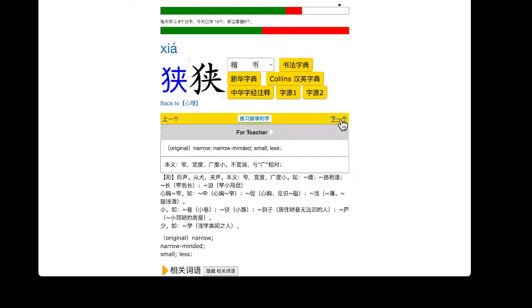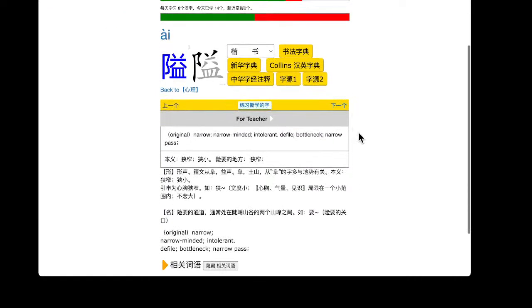All right, next one, 狭隘. Now 隘, this character again also means narrow, and metaphorically also means narrow-minded. But this one also has some different meanings. For example, it refers to intolerance, or to a narrow passage, a bottleneck in a geopolitical sense. For example, a place surrounded by mountains with a narrow passage in the middle connecting geographical areas, which becomes a very important strategic point. This kind of place is called 隘.